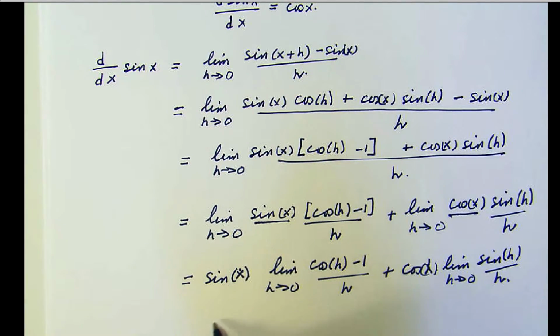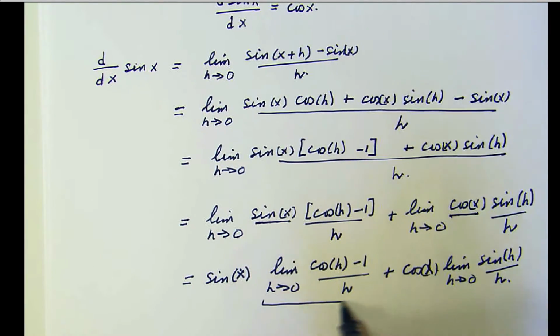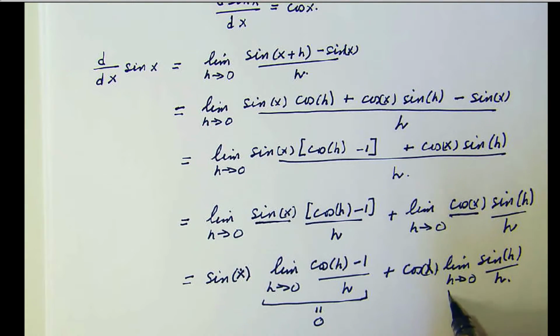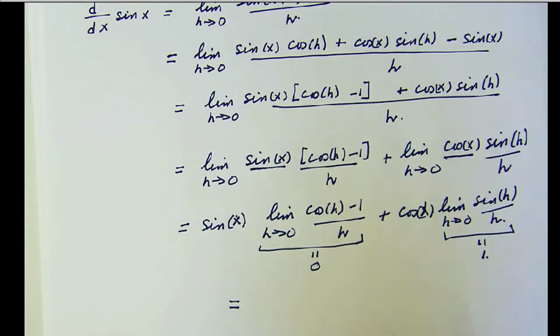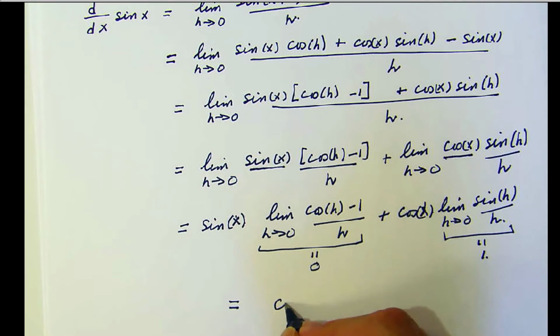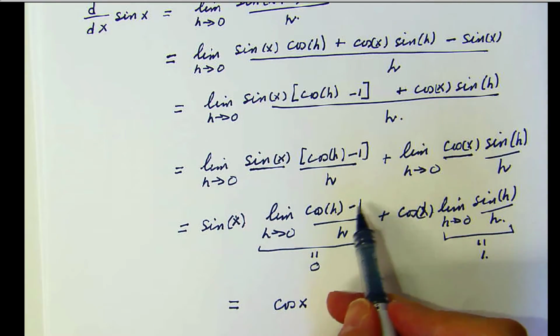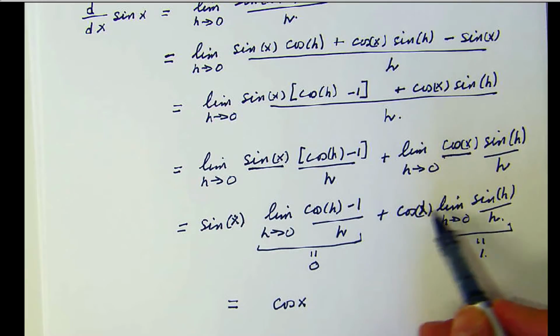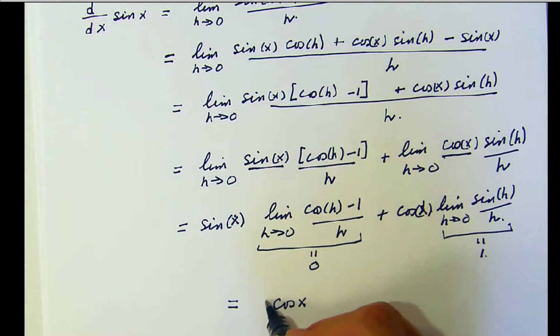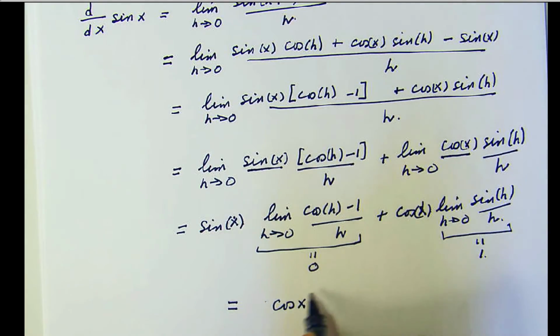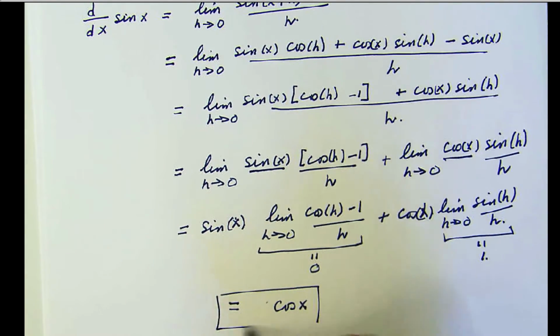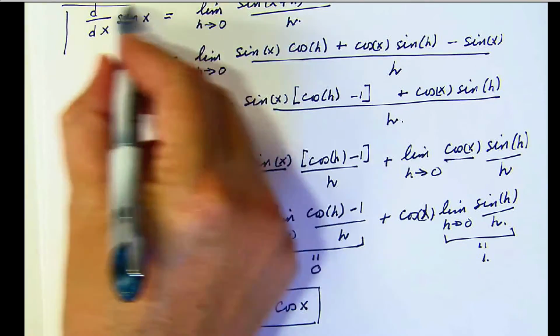Now these are the same as some limits we derived earlier with an h replacing the theta. So we saw that this limit is actually 0 and this limit is 1. And therefore this entire limit is equal to cosine of x, because this whole term goes to 0 and this whole term goes to cosine of x. So that's the derivative with respect to x of sine of x is equal to cosine of x.